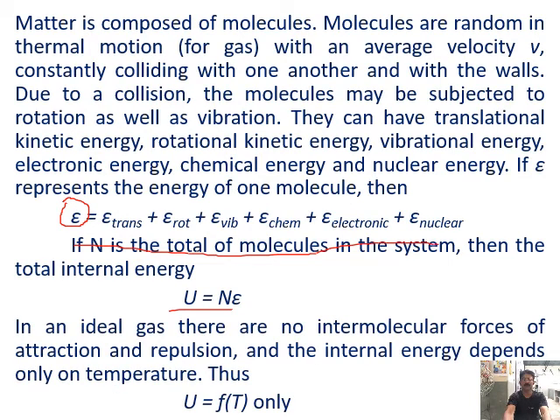So in an ideal gas, there are no intermolecular forces of attraction and repulsion, and internal energy depends only on temperature. So for an ideal gas, the internal energy is purely a function of temperature, in the sense that with increase in temperature the internal energy increases, and with the decrease in temperature the internal energy decreases.